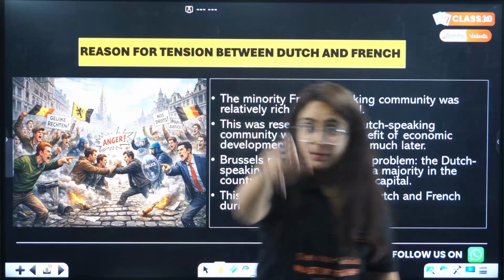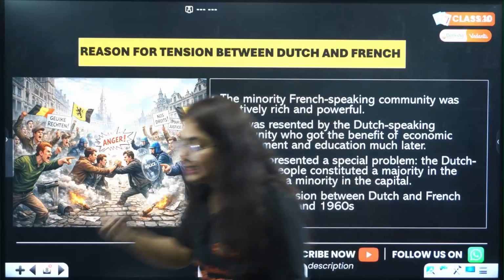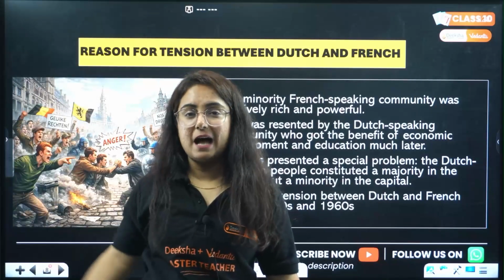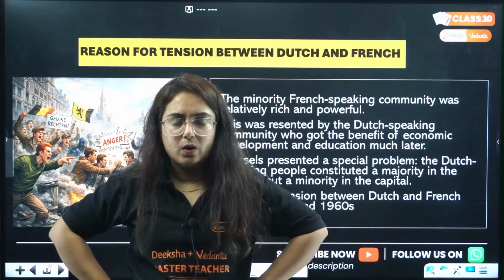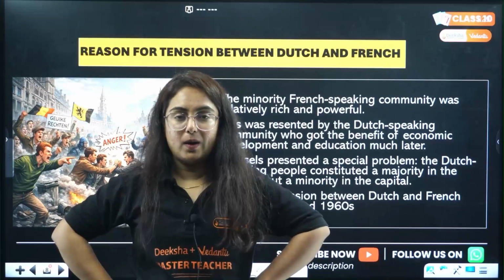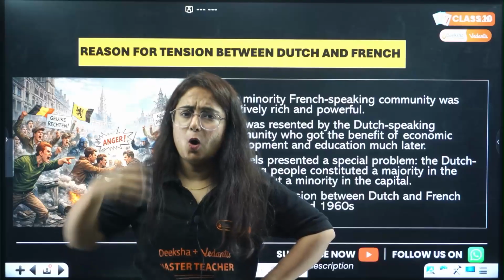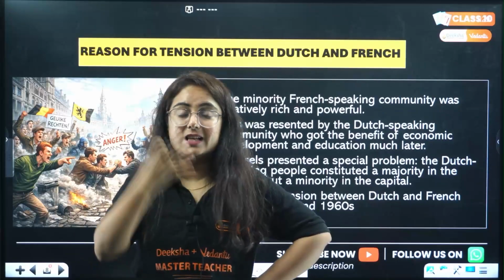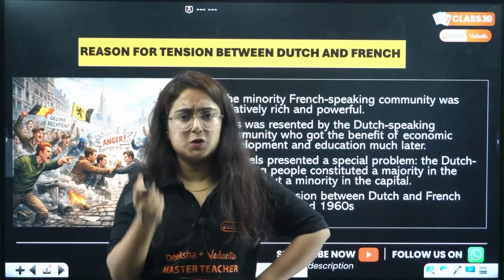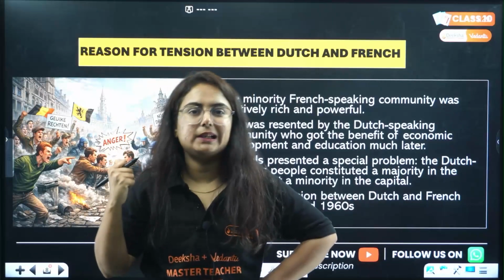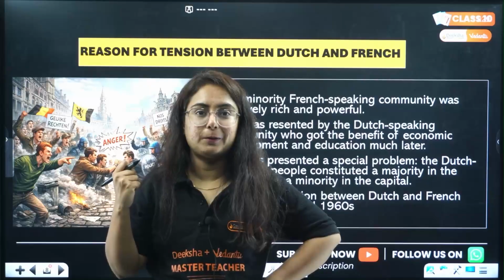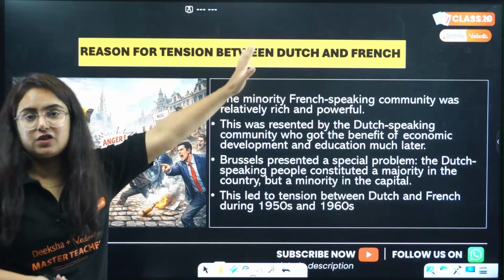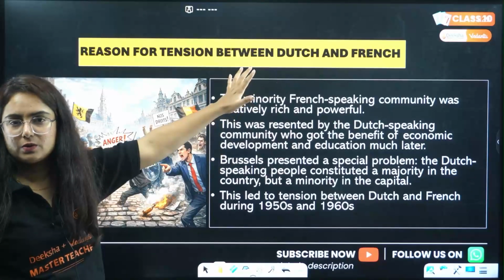When all the benefits are enjoyed by them, the other community, which is unfortunately in majority in the capital, will resent it. Don't you think they will be quite upset by this? If I talk about the government policies, the government benefits were enjoyed by the French people because they have money, because they were rich and powerful. So what happens? Tension arose between the people of Dutch and French. A lot of tension arose between them.